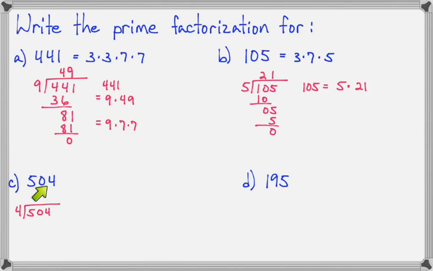Because I look at the last two digits and I see that 4 will go into these two digits, then I'm going to divide this by 4. But look, 5 plus 4 is 9, so I could have also divided it by 9. But let's go ahead with 4. 4 will go into 504 126 times.